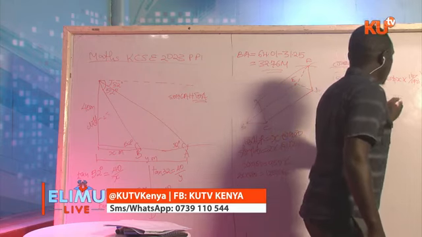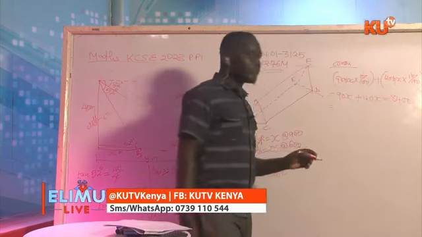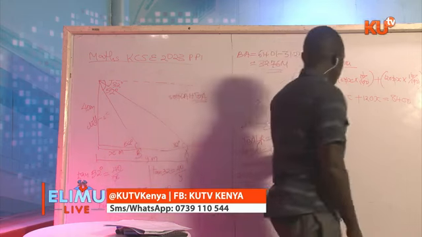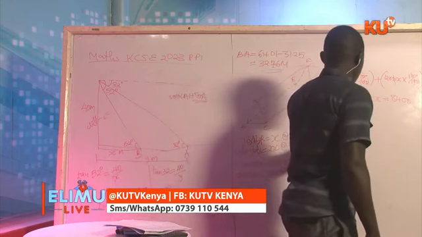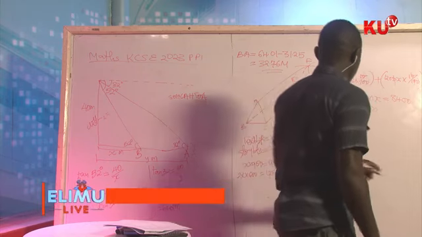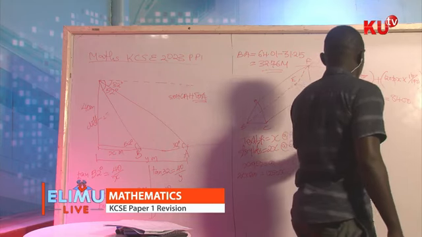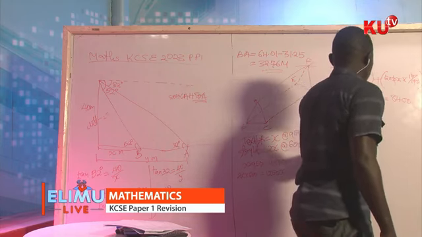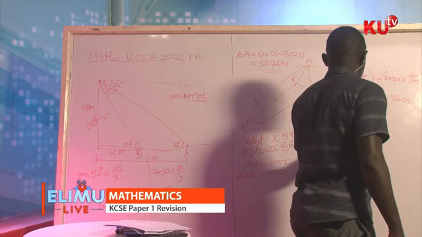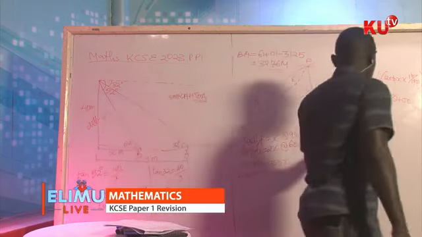should be equal to 8,400. So 90x plus 120x is 210x. So you get 210x equals 8,400. I'm interested in getting the value of x, so I divide here by 210. I also divide here by 210. So I will be getting x as 40.